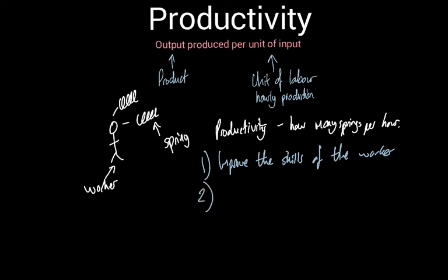The second thing that we could do is provide the worker with better capital, with better tools essentially to make the springs. I'm going to put in a little video afterwards just to demonstrate the sorts of capital that we're talking about here. But if we provide the worker with better capital, then they will be much more able to produce springs more quickly.